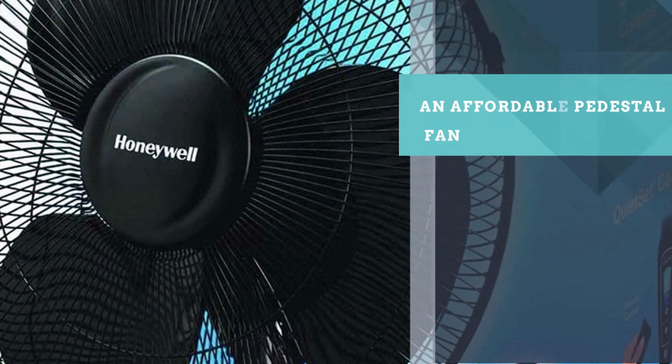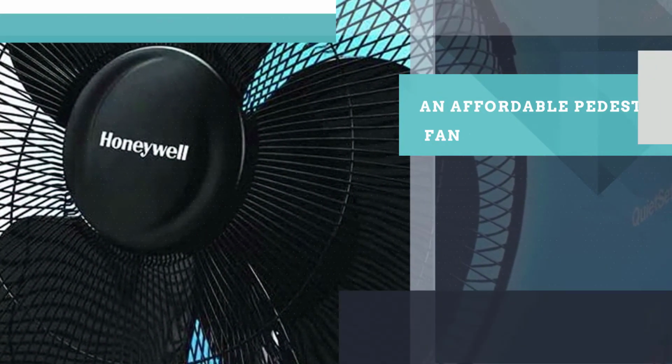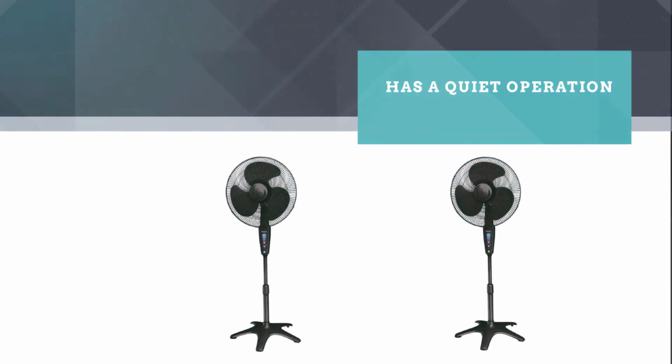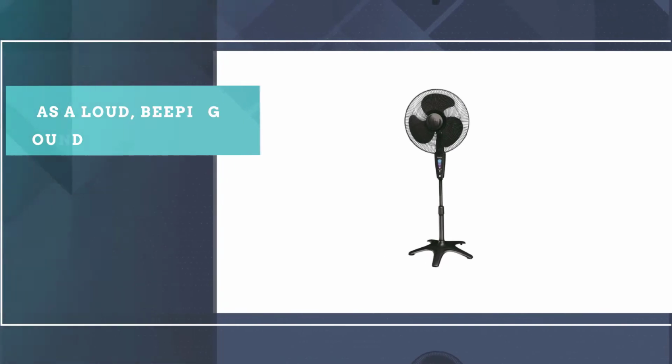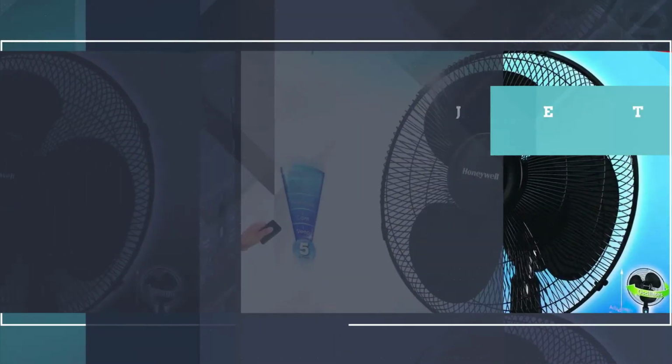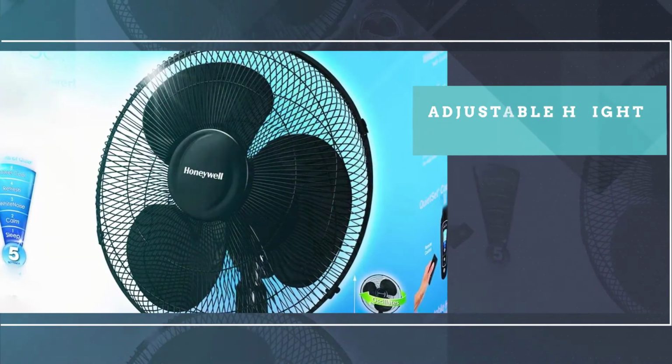Plus, it comes with a timer so you won't have to wake up in the middle of the night to turn off the fan. You have the added advantage of setting the timer for 1, 2, 4, and even 8 hours. Moreover, this fan has the oscillation feature and an adjustable height, which makes it a suitable option for a bedroom or small spaces.